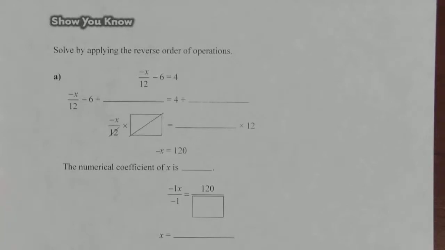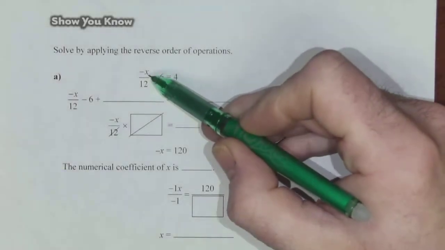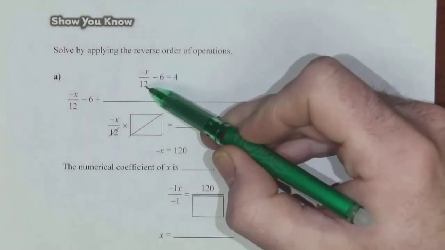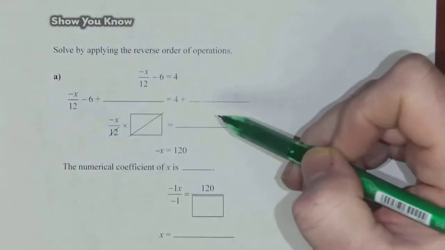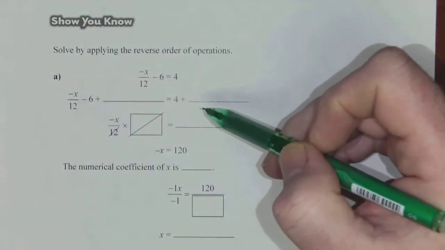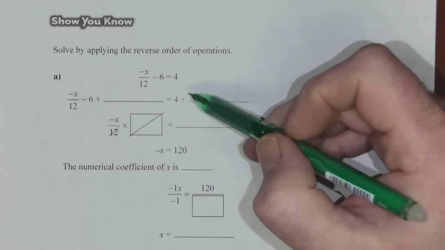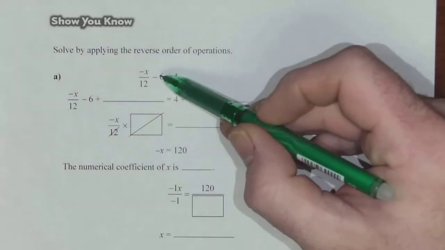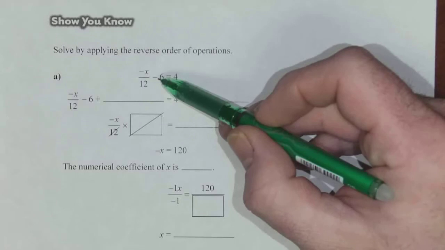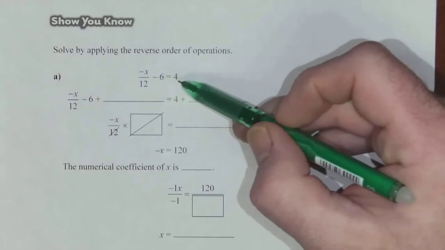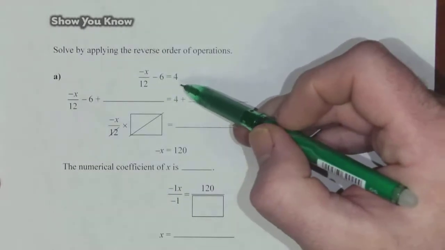Okay, let's solve this using reverse order of operations. We've got an equation here: negative x divided by 12 minus 6 equals 4. So once again, BEDMAS would normally have us doing adding and subtracting last, but here we're going to do it first. We've got a subtraction, so we're going to do the opposite of that.